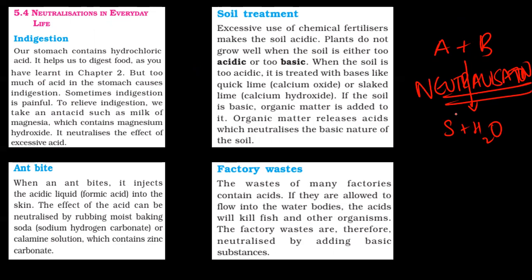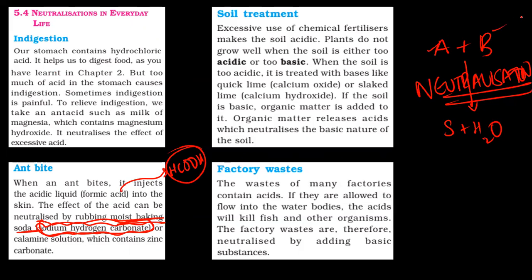Next, ant bite. When an ant bites, it injects acidic liquid or formic acid. Also methanoic acid, you can call it. HCOOH. This is extra information. It injects formic acid. So we have to add a base to neutralize this effect. So moist baking soda, sodium hydrogen carbonate, we have to add. It is a basic substance. So again we have acid plus base, neutralized to give some salt plus water. That salt plus water product we are not discussing, but we are going to discuss how we can neutralize such things.